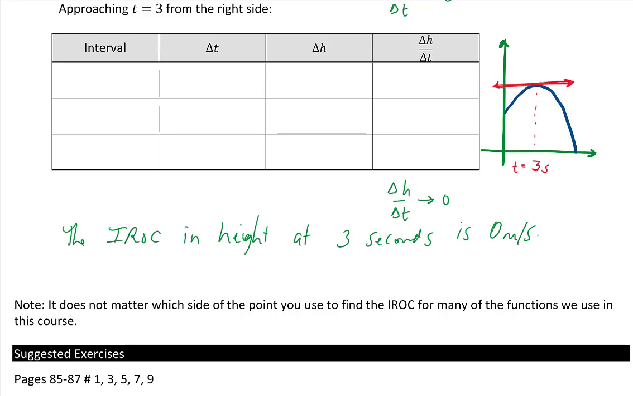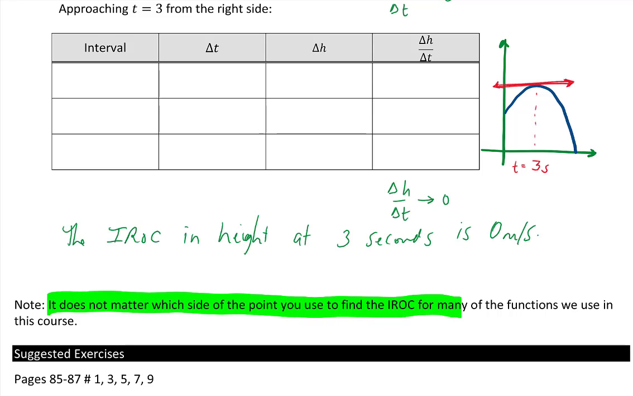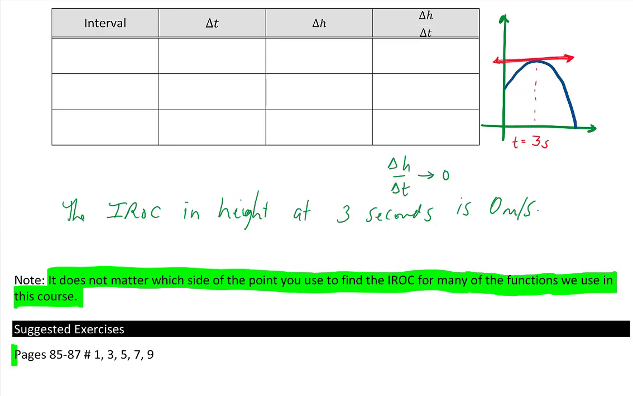Now from this point forward, it does not matter which side of the point you use to find the instantaneous rate of change for many of the functions we use in this course. So I don't expect that you check both sides. If you check one side from now on, we'll be good with that. Unless I ask you to check both sides, so approach t from the left and t from the right. So here are the questions that you should try, and good luck.